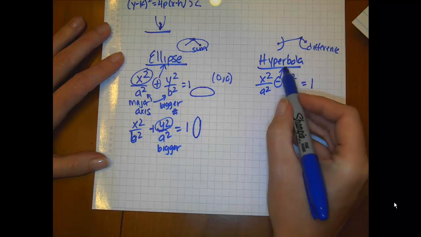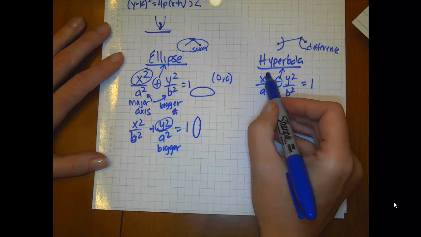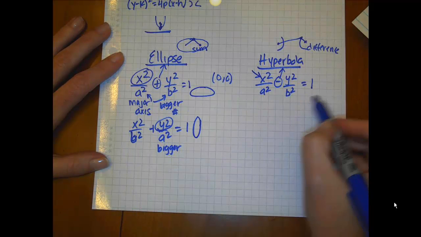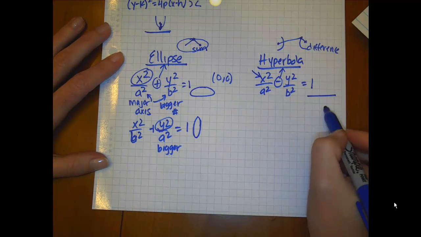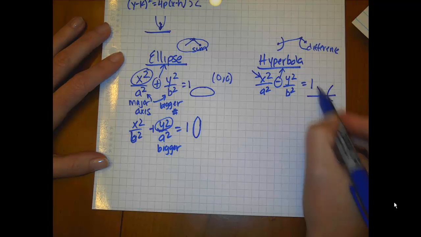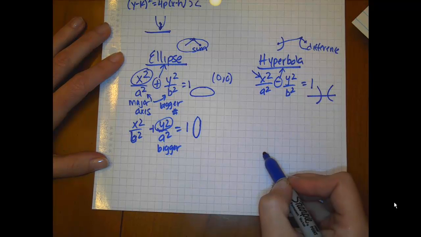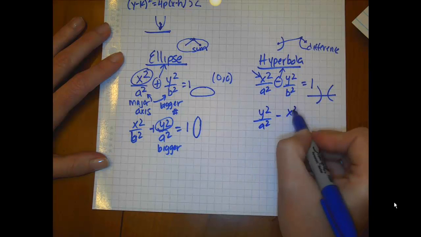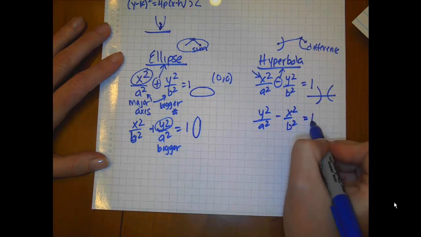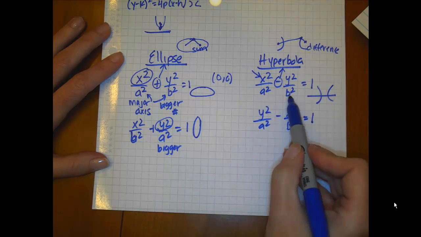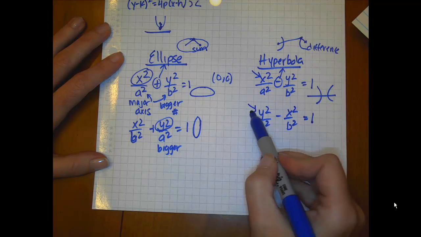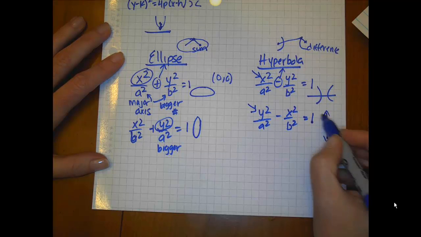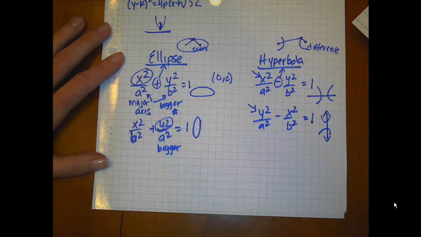But with the hyperbola, it's always about the variable that comes first. So since the x is first, we would have a horizontal transverse axis. So my hyperbola is opening up left to right. If I had y squared over a squared minus x squared over b squared equals 1, then again, it doesn't make a difference if a or b is bigger, the y is first. So this means I have a vertical transverse axis, so my hyperbola is opening up or down.